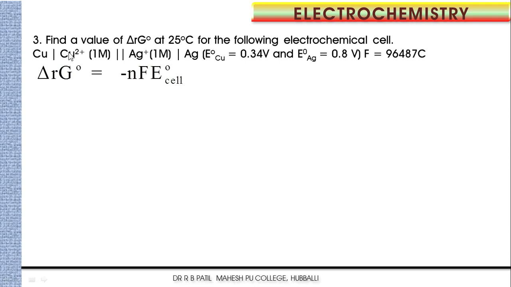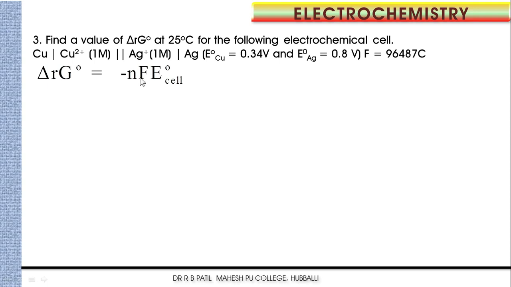Copper is converted to Cu2 plus, so automatically the number of electrons is equal to 2. Okay. And 2Ag plus gains those 2 electrons and is converted to 2Ag. Clear? F is 96,487. E naught cell, okay, is not given directly, we have to calculate that.